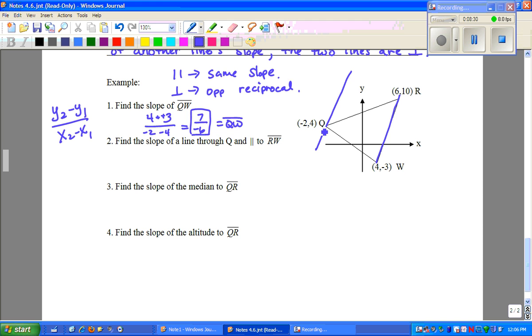Well, what did we just learn? We learned that parallel lines are what? Parallel lines, same slope. So if we find the slope of RW, the answer is going to be the same as the line that goes through Q. So what do we got? 10 minus -3 over 6 minus 4. See that 2 minus sign, so it turns to a plus. So we got 13 over 2, and it's the same slope. So the line through Q is going to be 13 over 2. Lock it in.